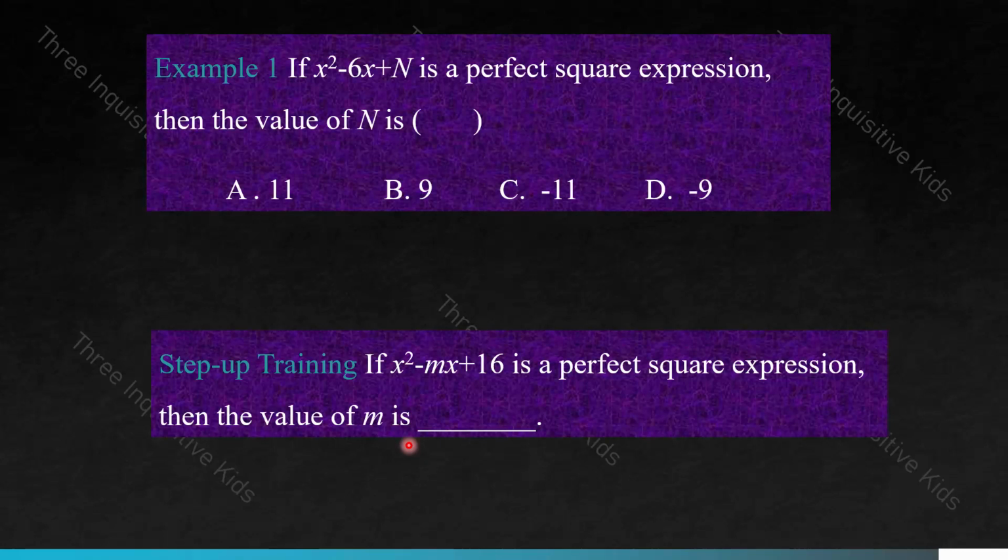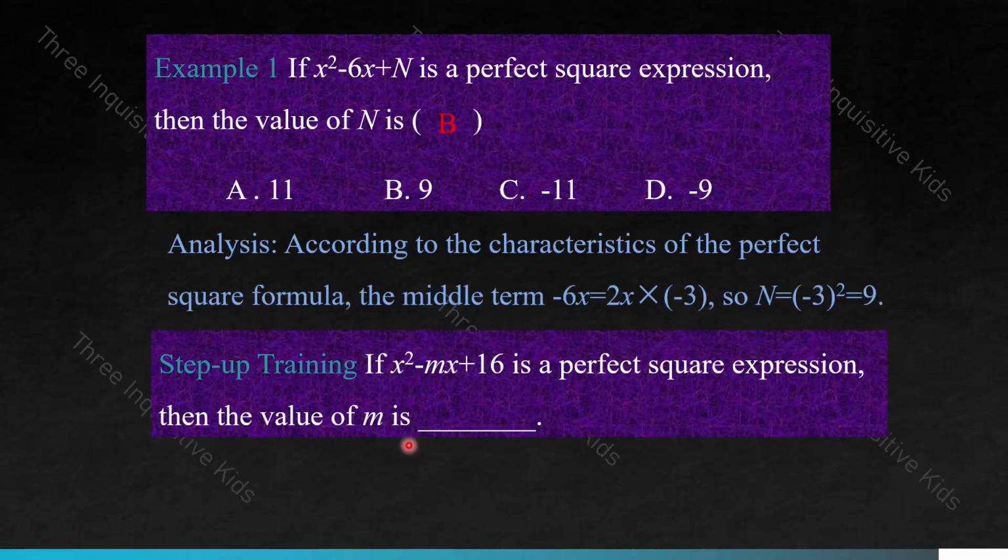Okay, so for example 1, you should have gotten 9 as your answer. According to the characteristics of the perfect square formula, the middle term, -6x, is equal to 2x times -3. So n would be the square of -3, which is 9.